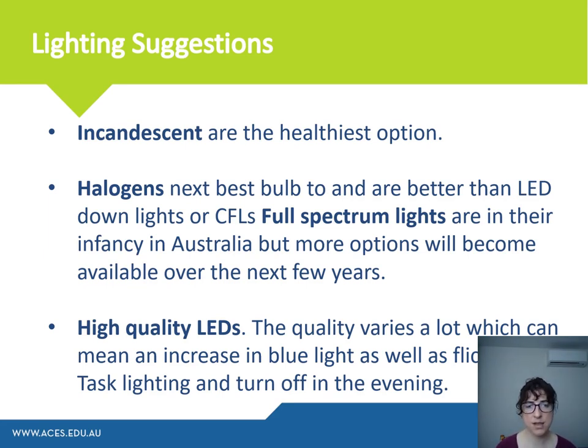The next best one is halogens, and they're going to be better than your LED downlights. So that's a consideration if you're looking at the task lighting in kitchens and well-lit areas. Full spectrum lights would be really good to have as well, but they're just becoming available in Australia. I don't think there are any good full spectrums on the market at the moment. It's something that's being investigated, and this will be updated as they come out.